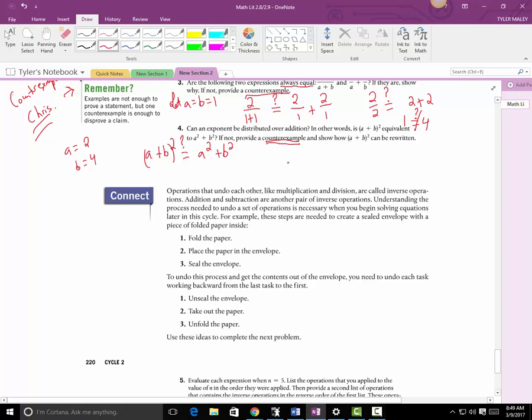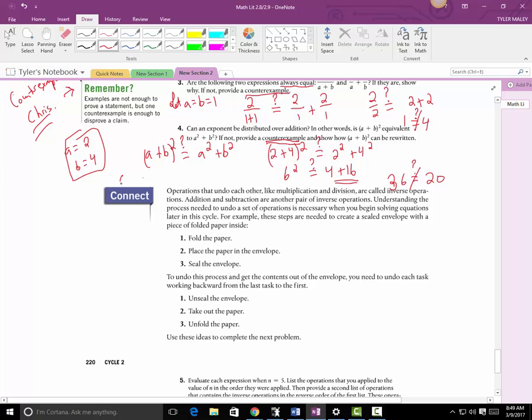We'll see what happens here. If I plug these values in, I would have 2 plus 4 all squared, and we're seeing, is that equal to 2 squared plus 4 squared? On the left-hand side, I would get 6 squared. 2 squared is 4, and 4 squared is 16. And 6 squared is equal to 36. So is 36 equal to 4 plus 16, which is 20? These are not equal. So this is my counterexample. When a is 2 and b is 4, we prove that this is not true in a general sense either.